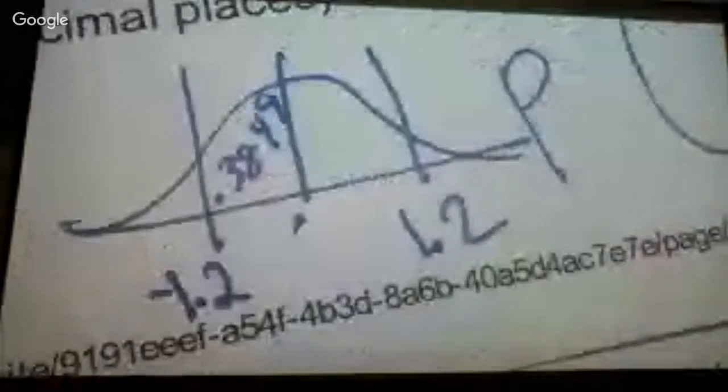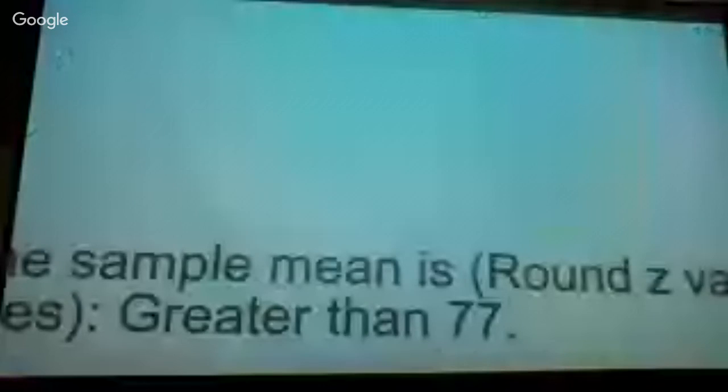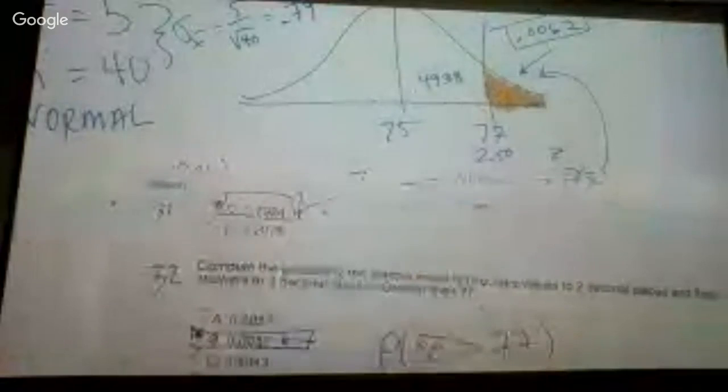For number 31, I again know that the area is 0.3849. And in fact, that's the same area over here as it is over here. So I'm going to double 0.3849 and get something around, I don't know, 0.78. C. For 32, we executed here.